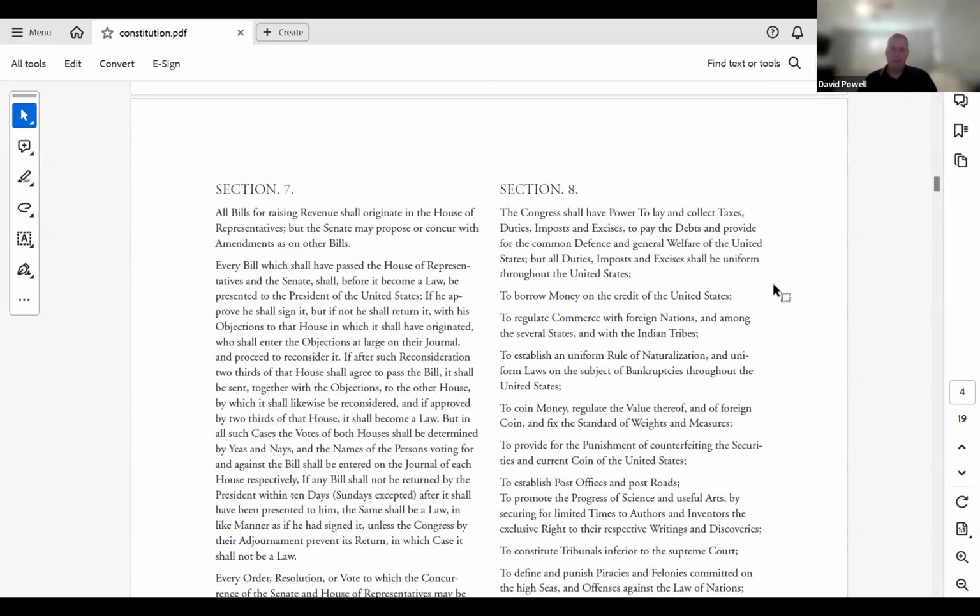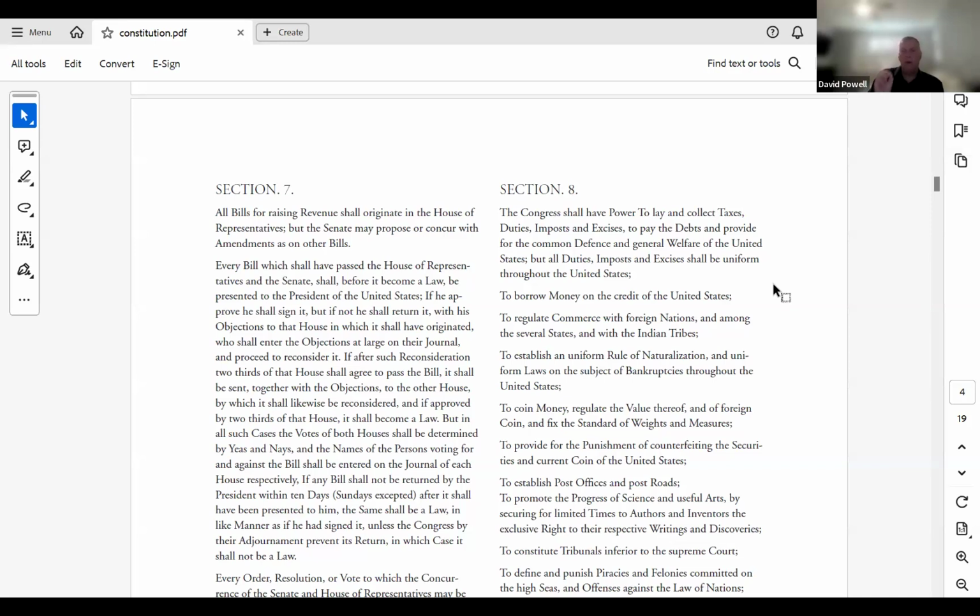Article 1, Section 8. This is a big consideration for us in terms of the powers of the national government, specifically the powers of the U.S. Congress. So here in Article 1, Section 8, as you probably know from American government, you have a couple of different things going on here. One thing you have going on is what's called the enumeration of powers. An enumeration of powers is a listing of the powers. And so here we are specifically listing each of the powers that belong to the U.S. Congress.